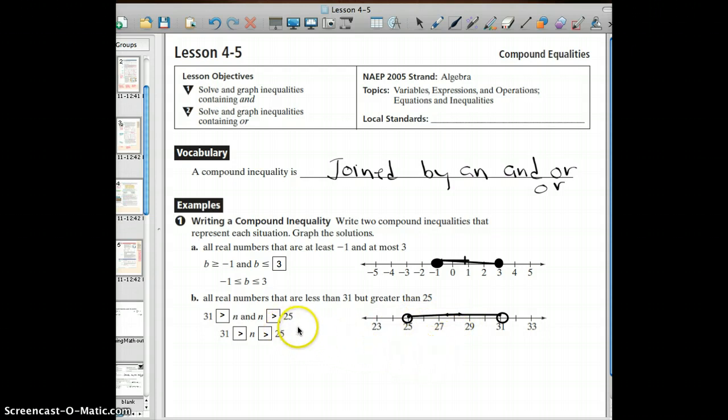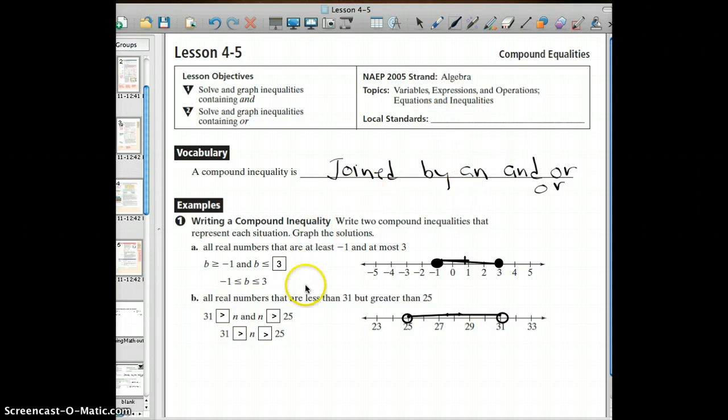So then the second part of this situation is n is greater than 25. So here's our 25, and again, open circle here because it's greater than. It's not greater than or equal to. So open circle, and in this case, greater than is going to our right. The overlap where they meet is the "and" situation, and these numbers would fit both criteria. So like the number 28 is less than 31 and greater than 25.